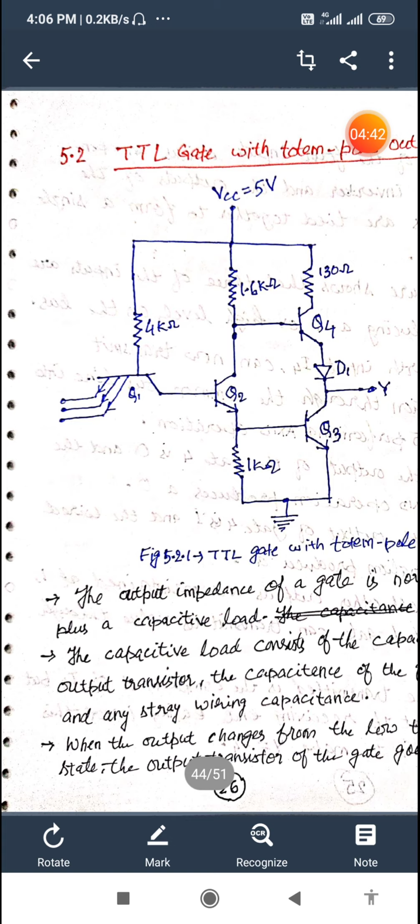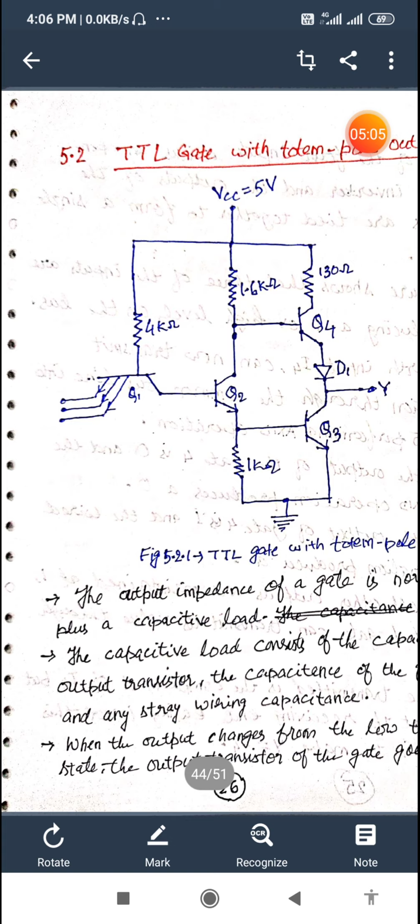When the output changes to the high state, because one of the inputs drops to the low state, transistors Q2 and Q3 go into cutoff. However, the output remains momentarily low because the voltage across the load capacitance cannot change instantaneously.